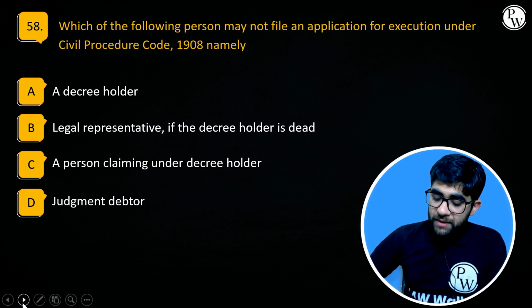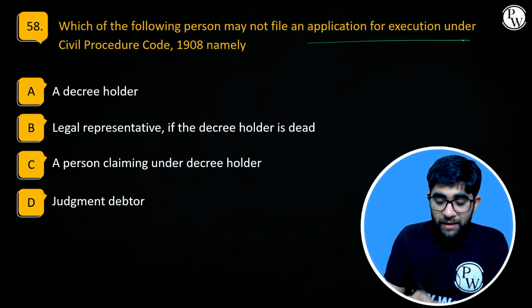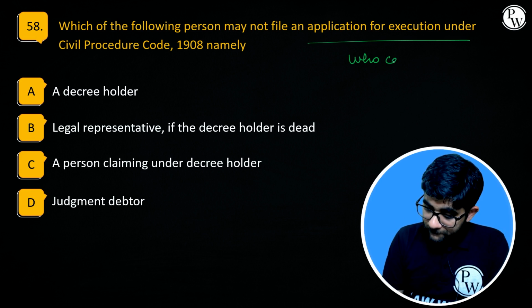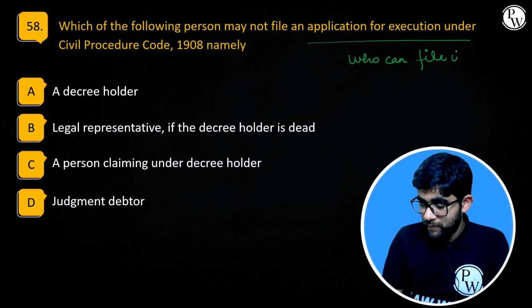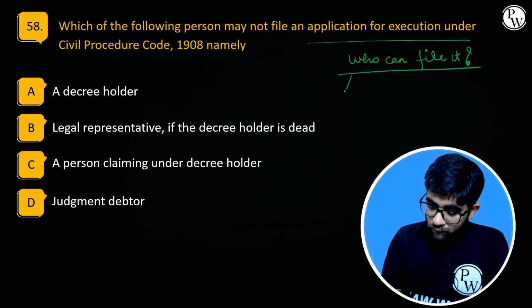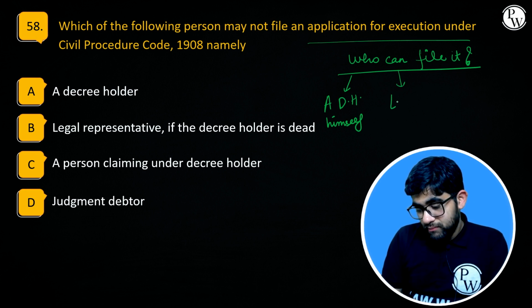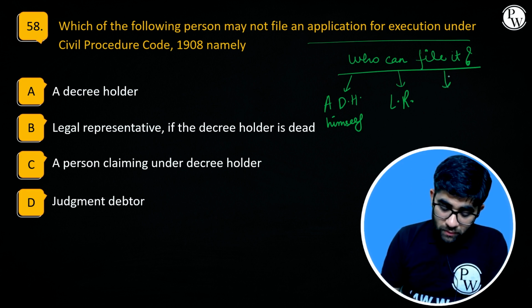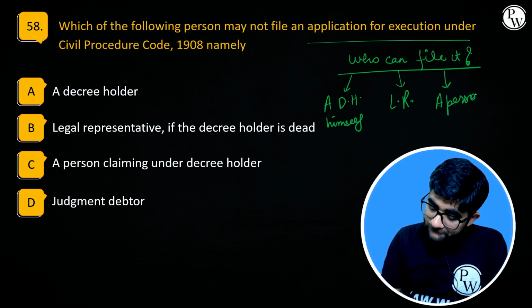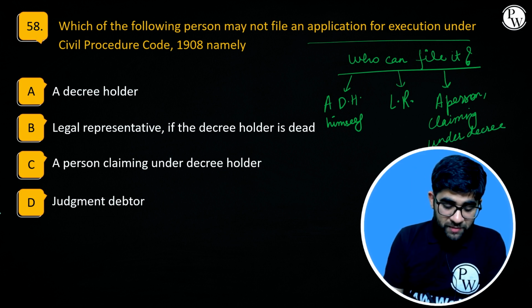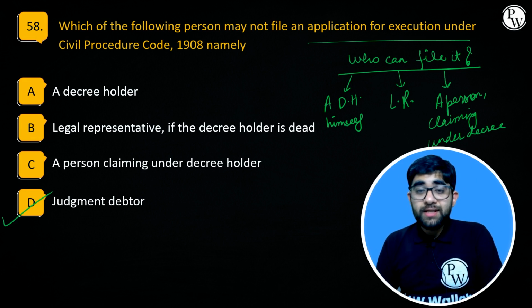Next, which of the following person may not file an application for execution under this Code of Civil Procedure? Now, who can file it? A decree holder himself, his legal representative, a person claiming under decree, only. A judgment debtor cannot file for execution. So the answer to this is judgment debtor.